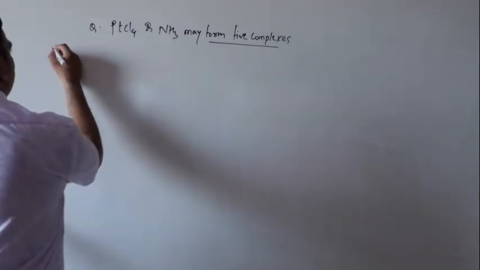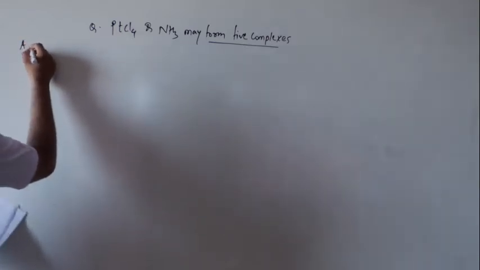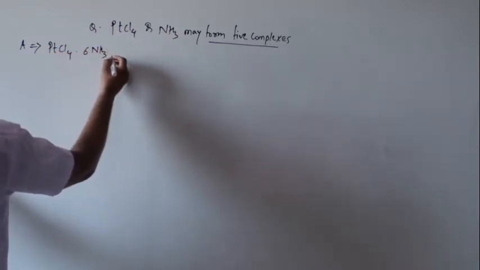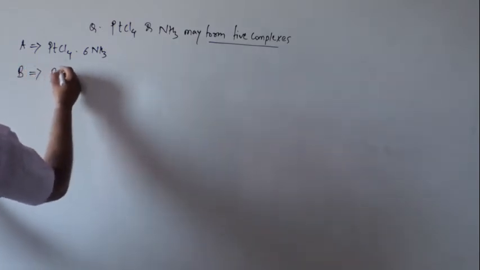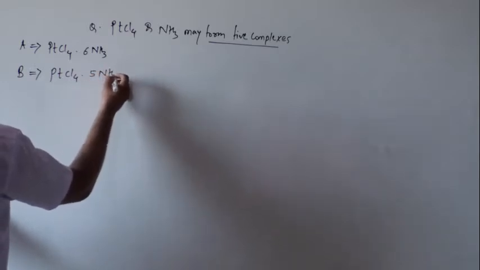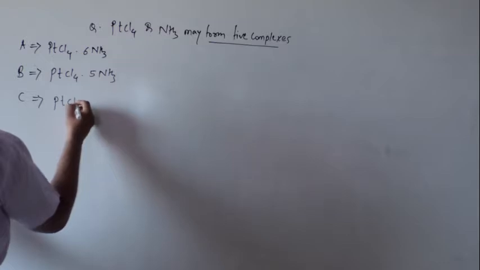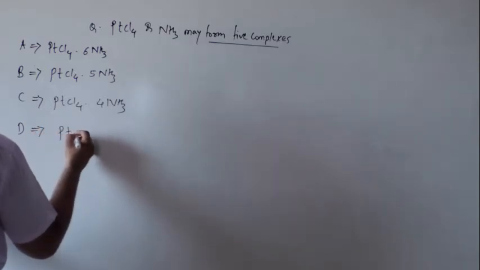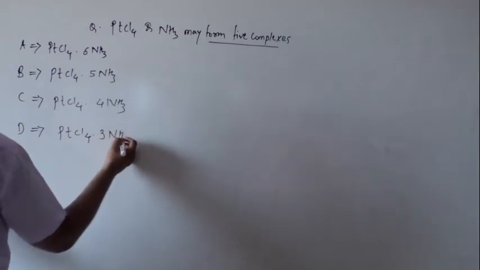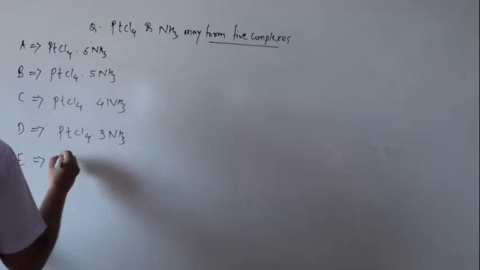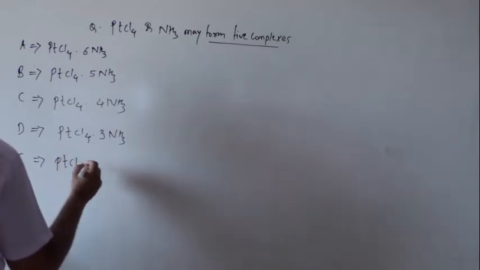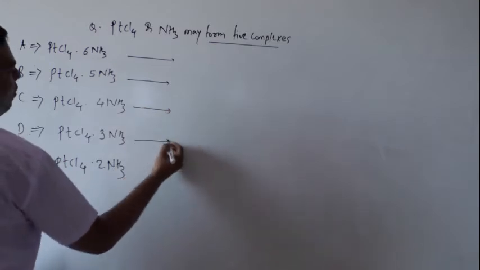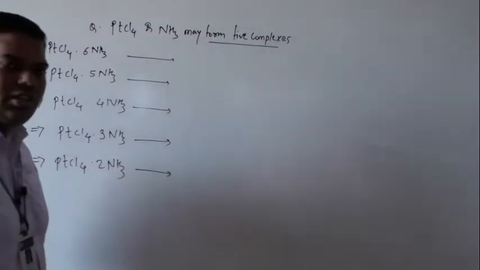Suppose capital A they gave here PtCl4.6NH3. Capital B they gave PtCl4.5NH3. Capital C they gave PtCl4.4NH3. Capital D they gave PtCl4.3NH3. And capital E they gave PtCl4.2NH3. Suppose this they gave. Now we will see what will happen to these coordination compounds.